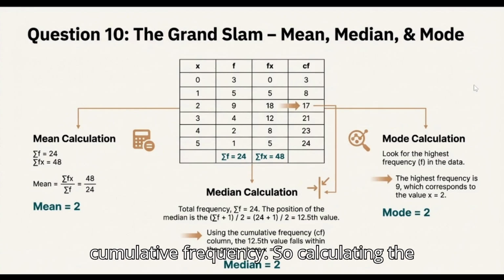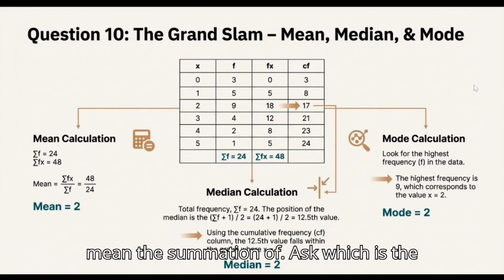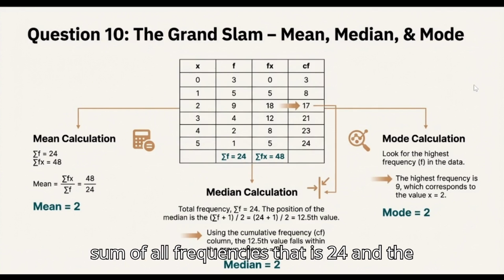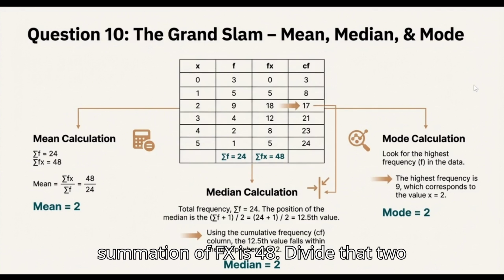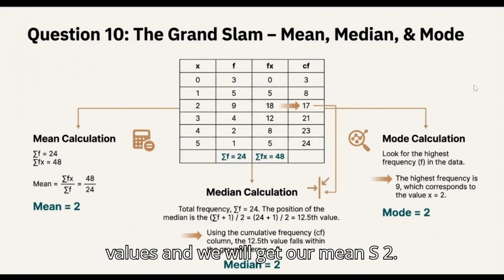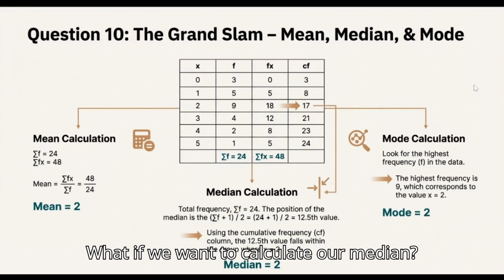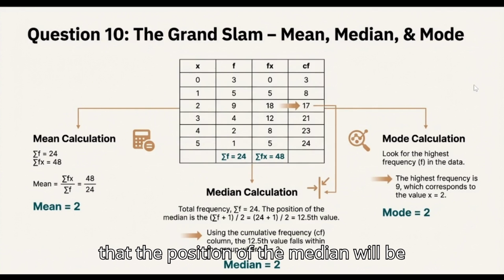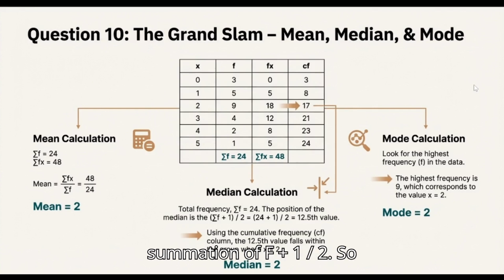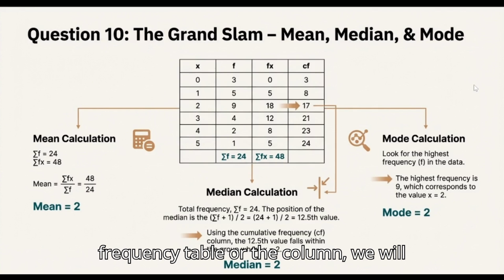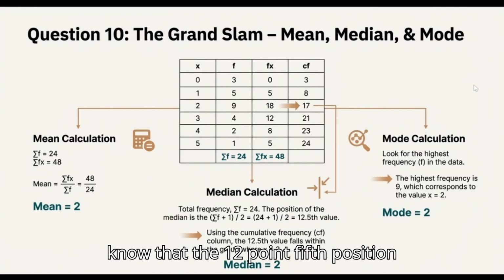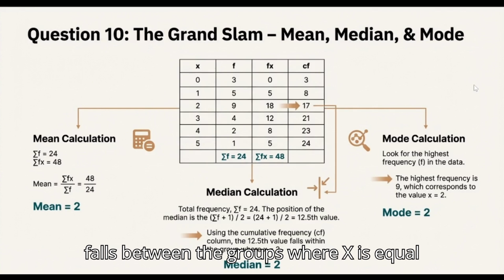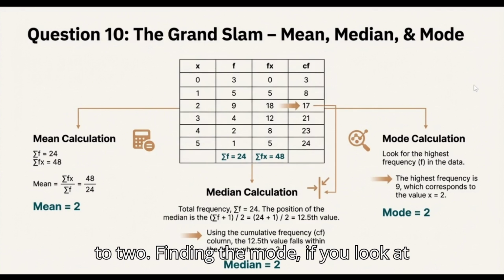So calculating the mean, the summation of f, which is the sum of all frequencies, that is 24, and the summation of fx is 48. Divide those two values and we will get our mean as 2. What if we want to calculate our median? The total frequency is 24 and we know that the position of the median will be summation of f plus 1 divided by 2. So we know that it will be the 12.5th value. Using the cumulative frequency column, we will know that the 12.5th position falls between the group where x is equal to 2.